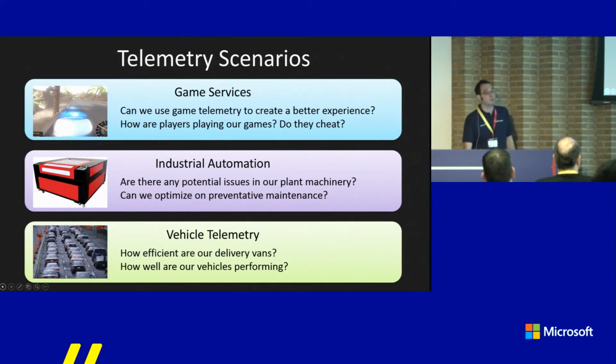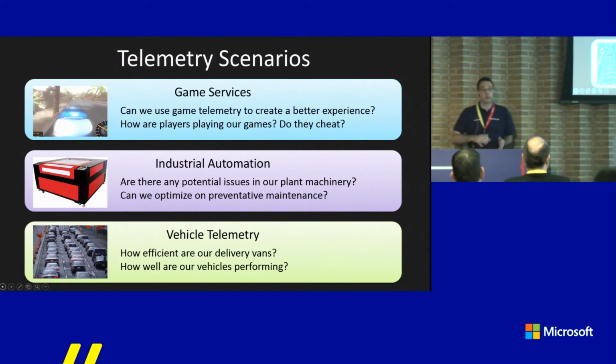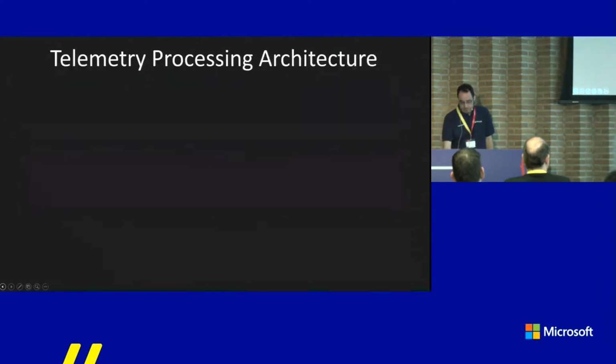Also with traffic planning, are there any congestions? Could we use the telemetry data from taxis that are driving around the city to be able to route an ambulance around the city if it needs to get to the hospital quickly? Because taxi drivers usually know the quickest ways from A to B through the traffic.